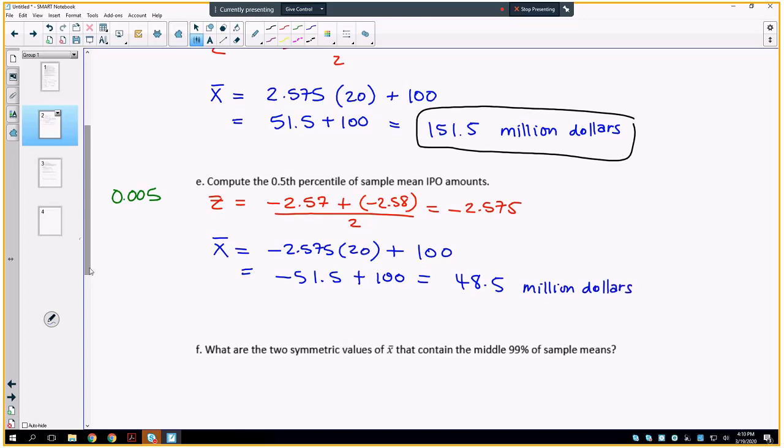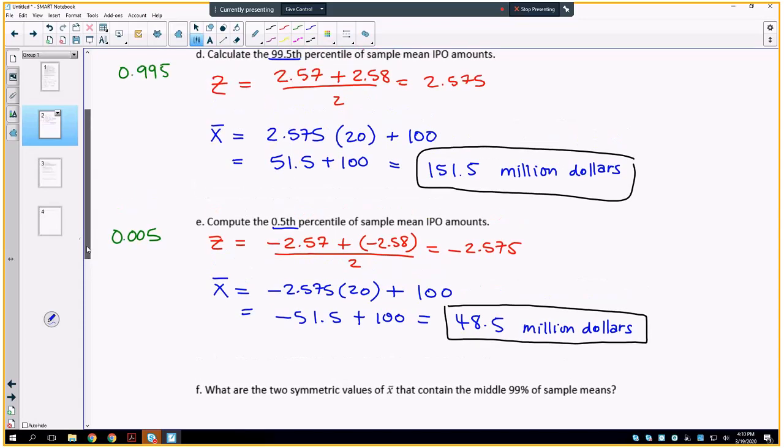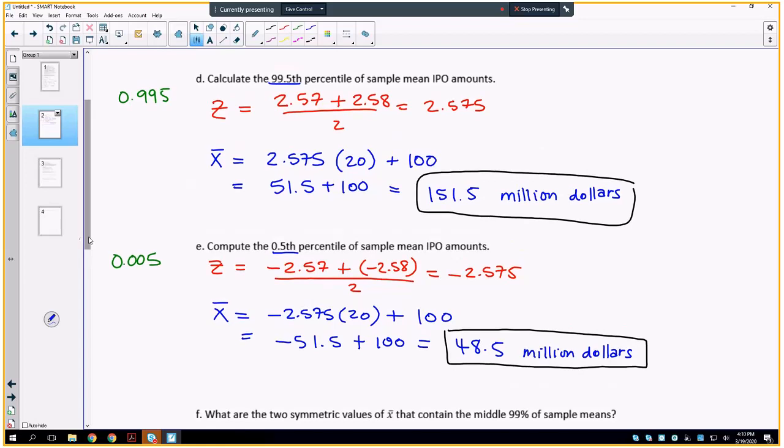So if my initial public offering is valued at $48.5 million, then because it's the 0.5th percentile, this is larger than 0.5% of initial public offerings. But does anyone think that in Part E I did a little bit too much work? I could have saved some time somehow? Well, I think so, because Part E is closely related to Part D.